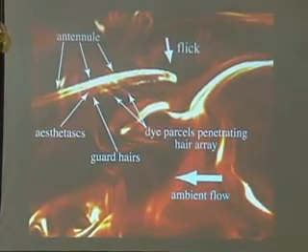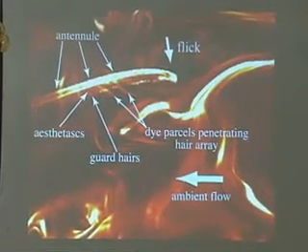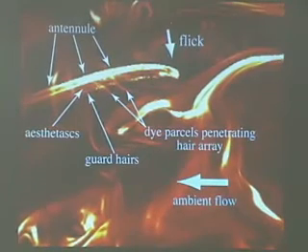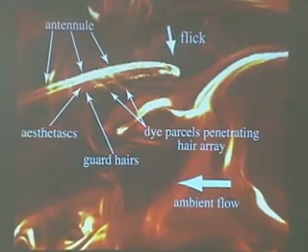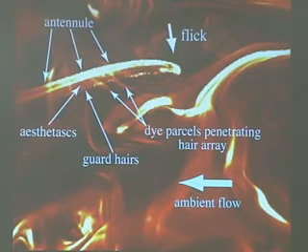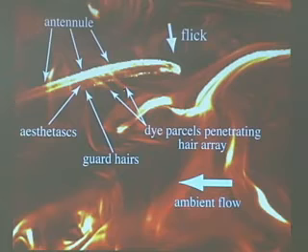And here's an example of a frame from a video. Here's the antennule. Here are the chemosensory hairs. It's flicking in this direction, and in this slide, the ambient flow is moving this way. And the brighter these dye filaments, the higher the concentration. And what you can see in this particular video frame is that while the antennule is flicking and is leaky, these filaments of odor are moving up into the hair array.